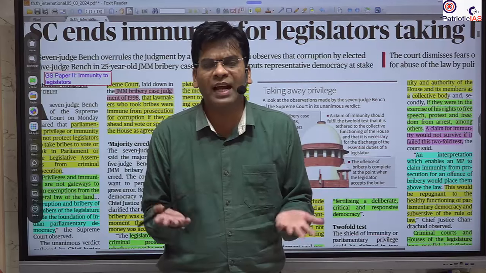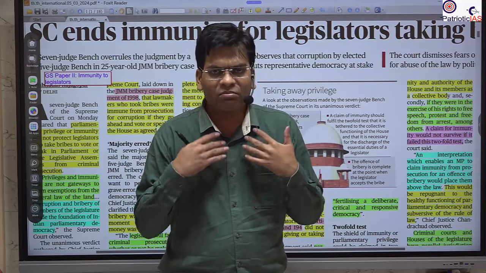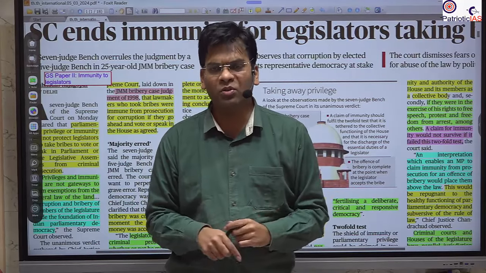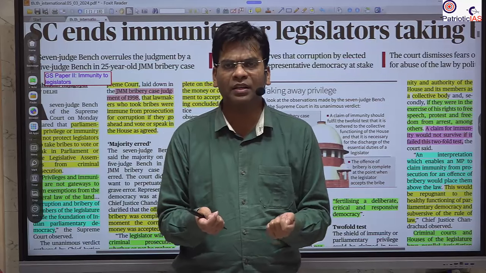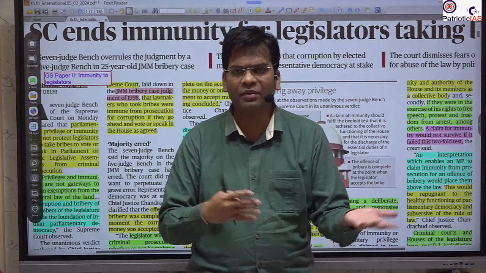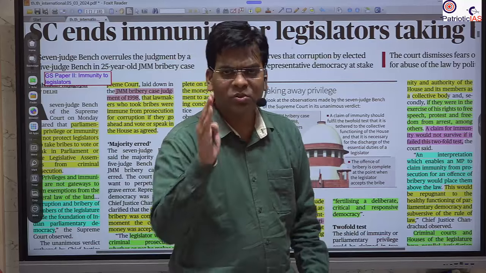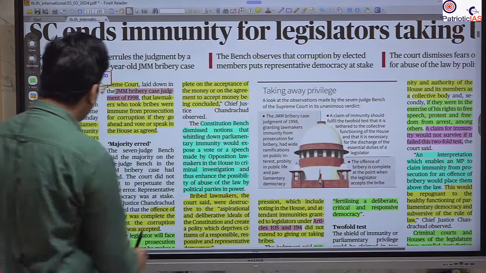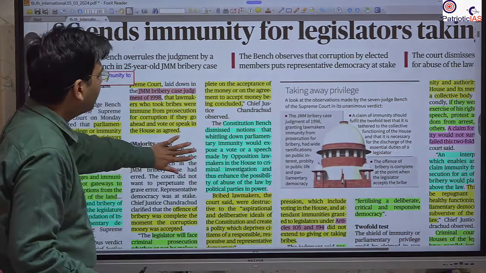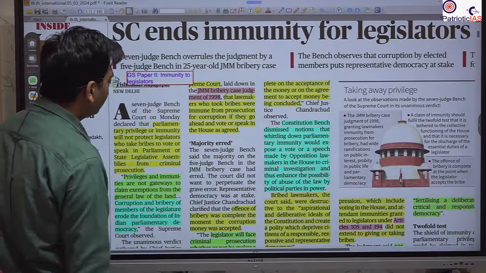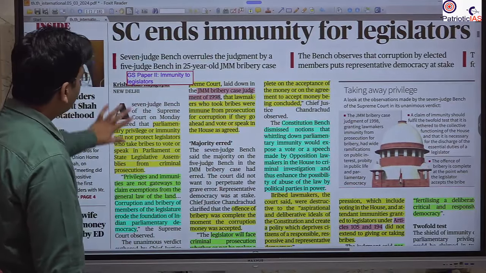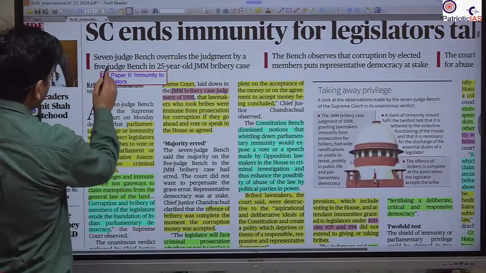Where is your standard, where does your dedication for society go? There is an ethical standard and you are taking a bribe, so we cannot give immunity. So in this judgment, the Supreme Court says that whenever you take a bribe, you will be punished. This is all about it, and this was a 7-member judge bench.